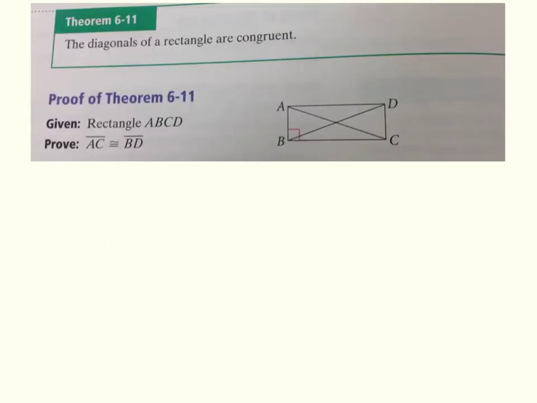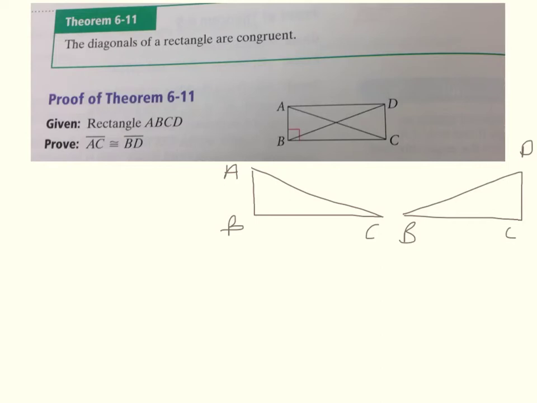Our next theorem states the diagonals of a rectangle are congruent. Well, this figure is given to be a rectangle. We've got to prove that AC is congruent to BD. To prove the diagonals to be congruent, I'm going to try to prove these two triangles are congruent. Alright, triangle ABC and triangle DCB. If I can get those two triangles congruent, then I can say AC is congruent to BD by CPCTC.